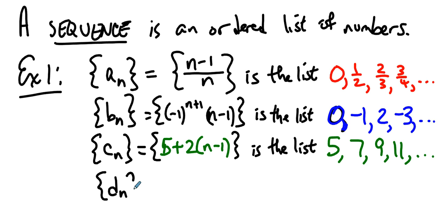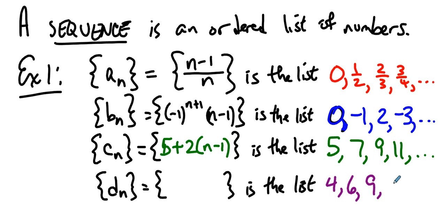And then this sequence d sub n, we won't tell you what it is right away, but we will give you a list: 4, 6, 9, maybe 27 halves, and so on. Well, this is not an arithmetic sequence because that's plus 2, plus 3, but this is a geometric sequence where the first term is 4, and then we multiply by 3 halves n minus 1 times. This is a geometric sequence.